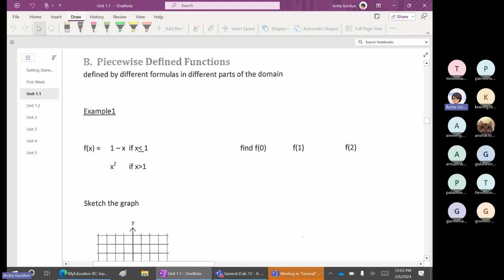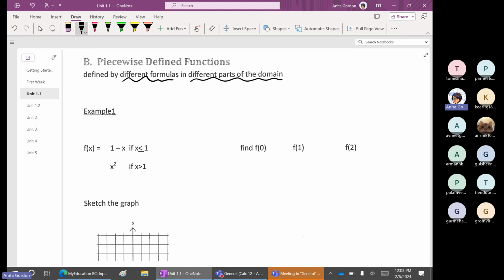But piecewise functions is where we have different formulas for different parts of the domain. So we have a picture that's not a smooth curve. We have parts of things stuck together. Well, sometimes they're not even stuck together. There's just two different pieces on a graph. We've got to figure it out.